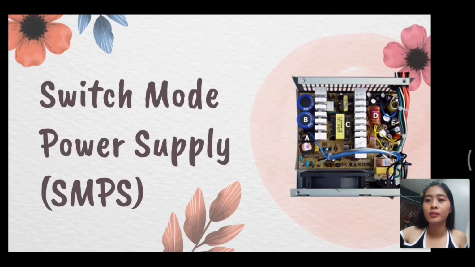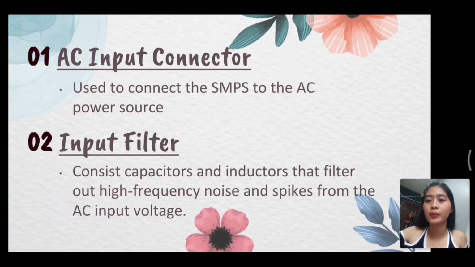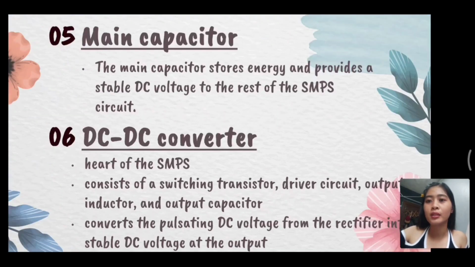Let's now proceed to the common components found in SMPS. First one is AC input, used to connect SMPS to AC. Input filter consists of capacitors and inductors. Rectifier converts AC to DC. PFC improves the power factor. Main capacitor stores energy. DC to DC converter, it is the heart of the SMPS, consisting of switching transistor, driver circuit, output inductor, and output capacitor.